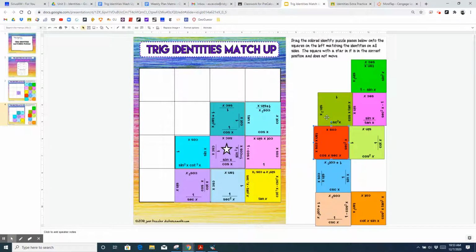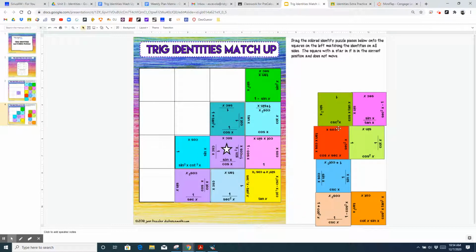So if we work above the blue one on the right, this one right here, I see cosine squared over 1 plus sine. Because cosine squared is equal to 1 minus sine squared, that's going to factor to 1 minus sine times 1 plus sine. So the 1 plus sines will cancel. So I'm looking for 1 minus sine on the bottom. And I see that right there.